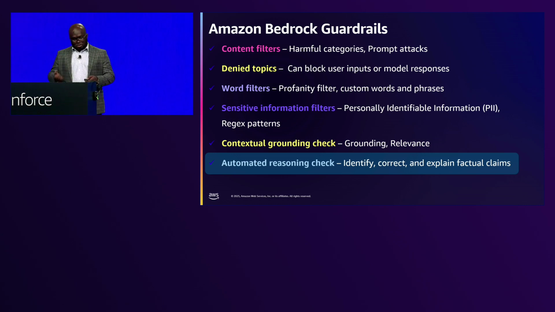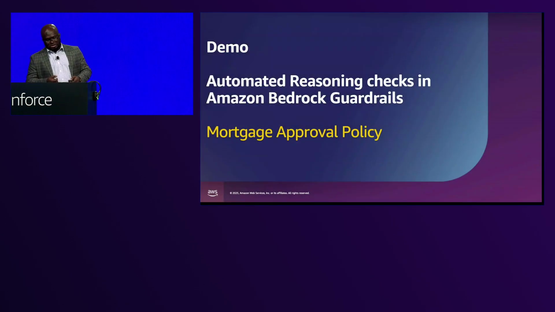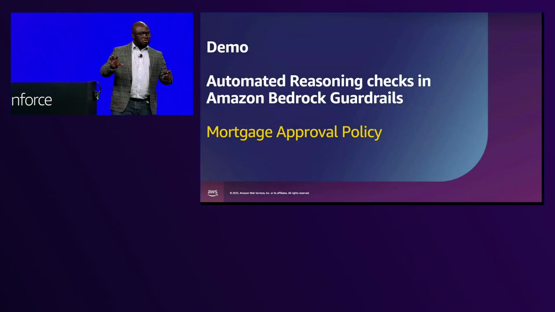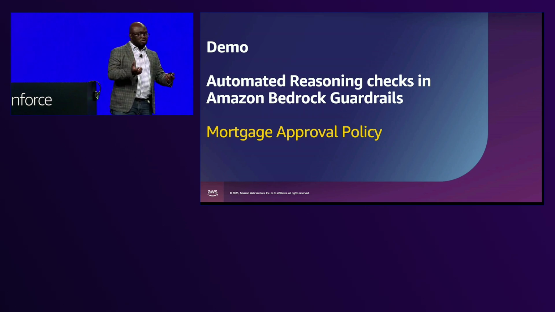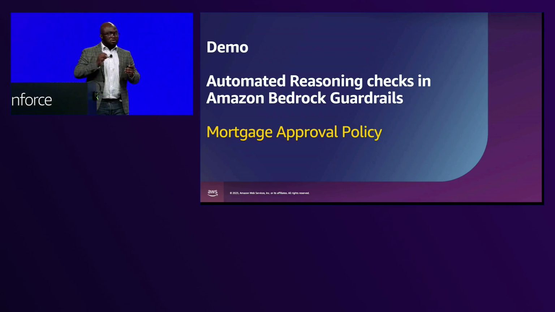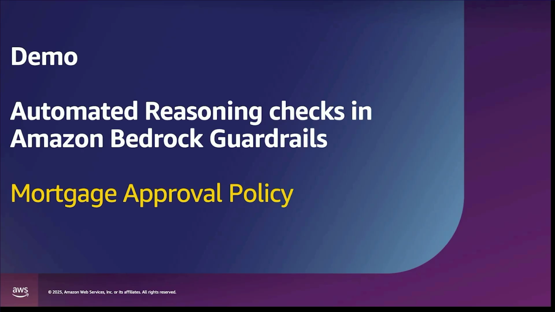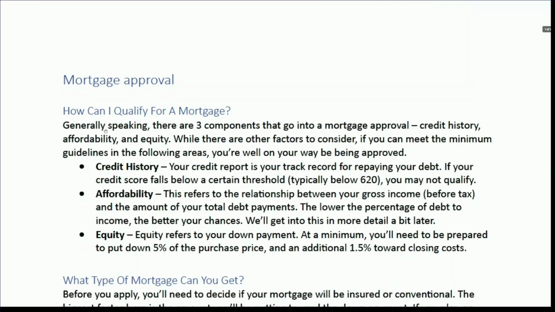What I'm going to do next is a demo. We're going to go through a complete end-to-end demo of automated reasoning checks, from taking a document, creating an automated reasoning checks policy for it, to testing it, and also using the output from automated reasoning to write corrected feedback. The example here is a mortgage approval policy, and this is the document that we're looking at.